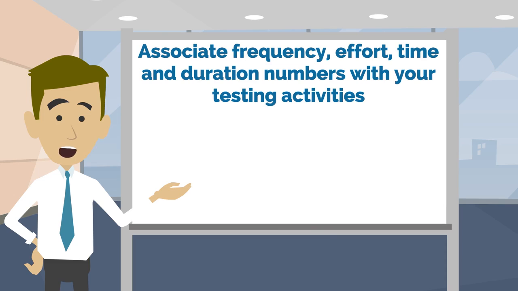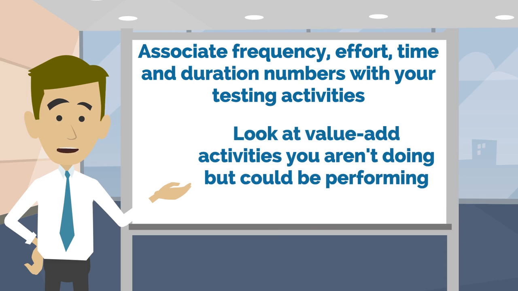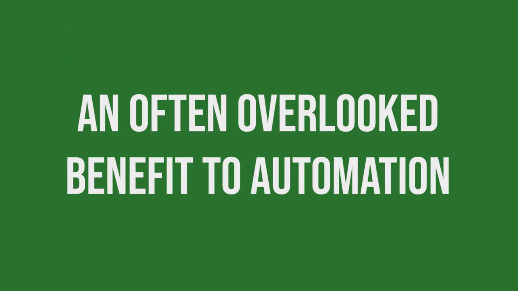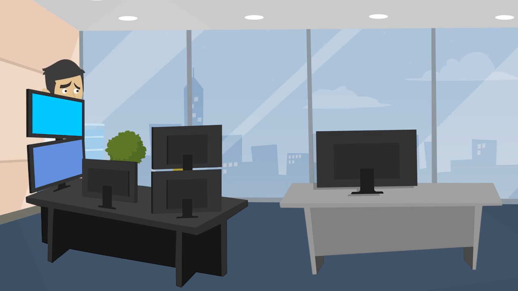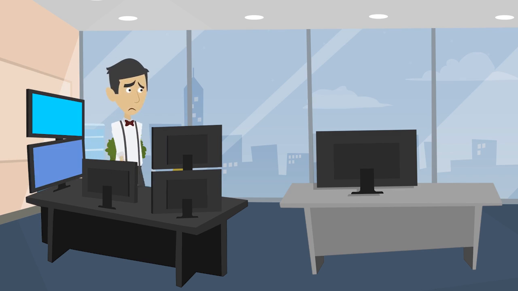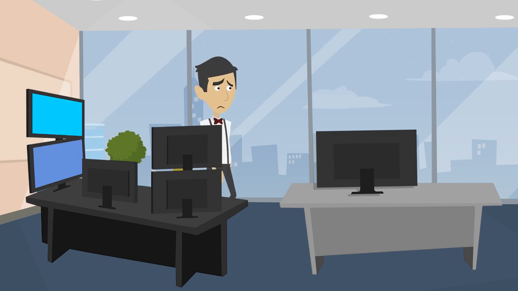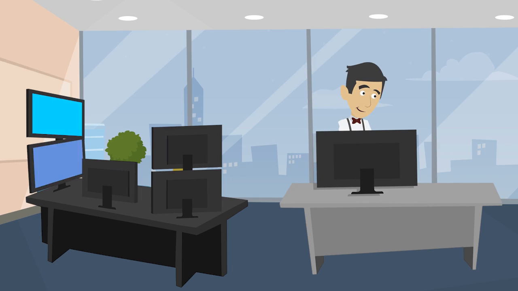You also want to look at value-add activities that you aren't doing, but could or should be performing if you had more time or more resource bandwidth. And this is an often overlooked benefit to automation. I find that there's often a lot of high-priority activity that isn't performed because there just isn't enough time. So lower priority activities that just happen to be less time and effort intensive are being performed instead.